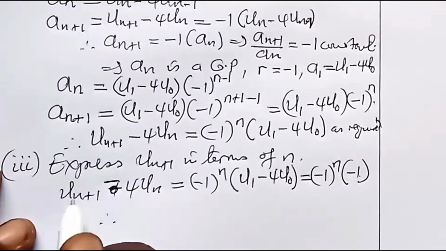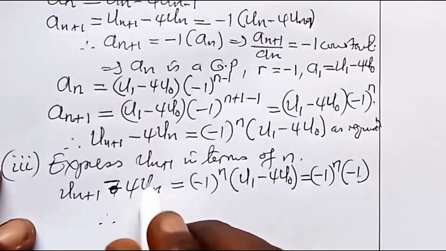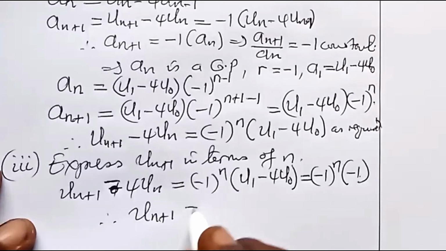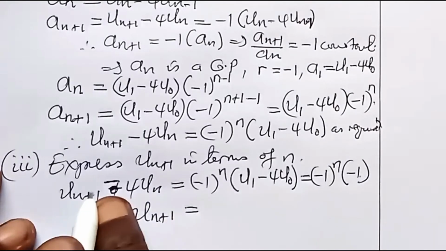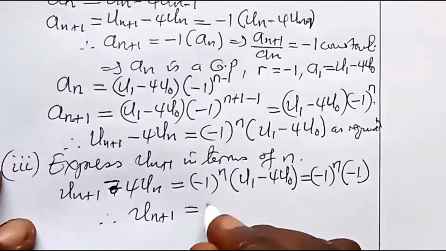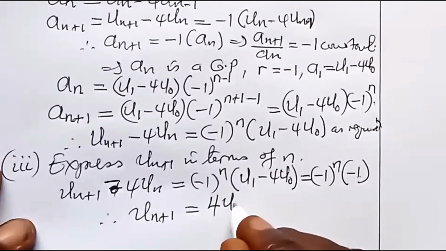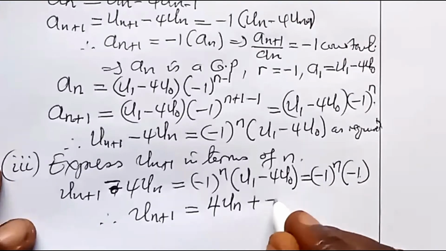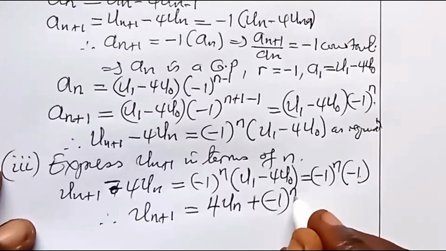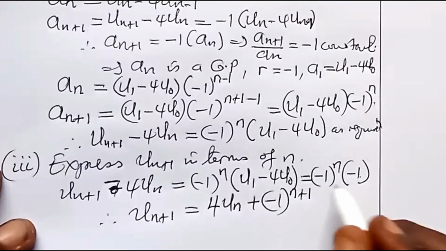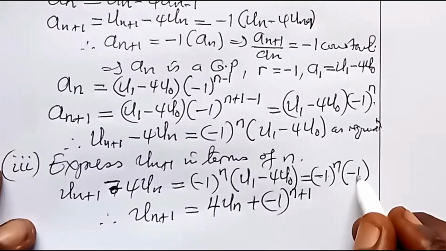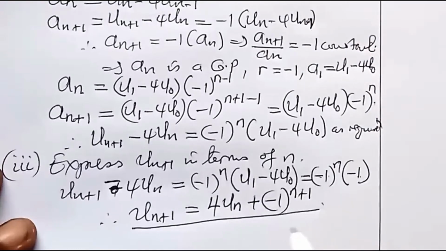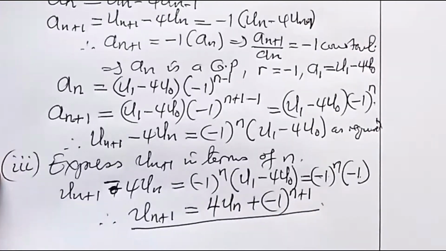And so we make u_{n+1} the subject because we have to express it in terms of n. We just have u_{n+1} equals, we send negative 4u_n to the other side, it becomes positive 4u_n, and then plus (negative 1) to the n plus 1, because (negative 1) to the n times negative 1, laws of indices, we add the powers. So this is u_{n+1} in terms of n.